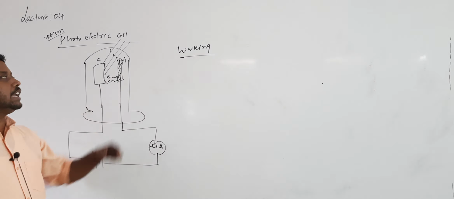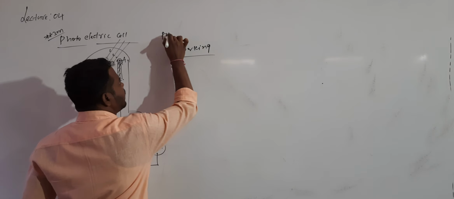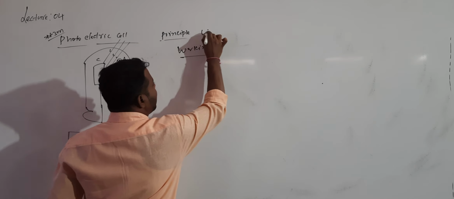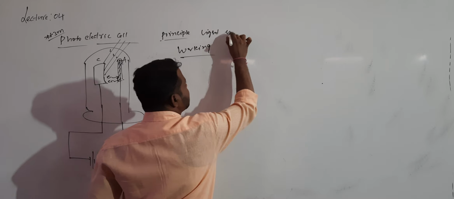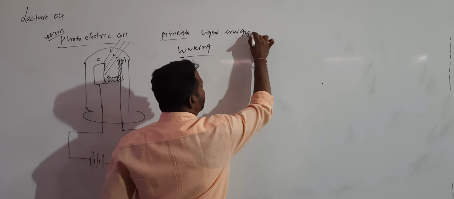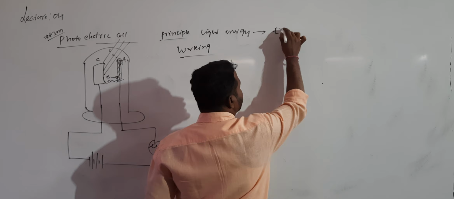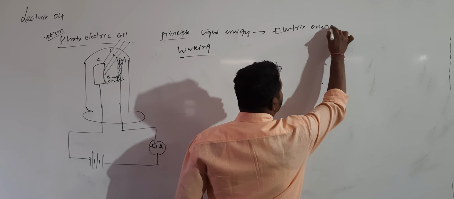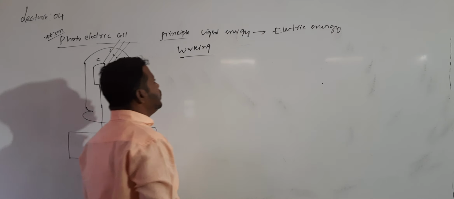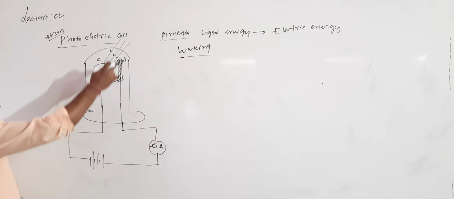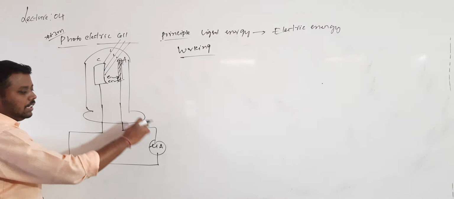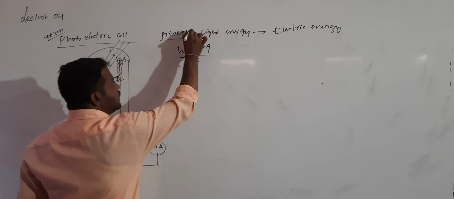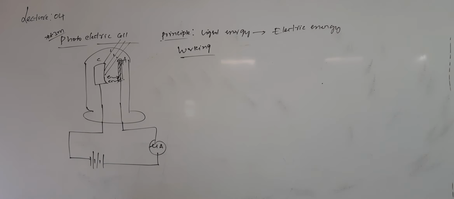So what is the working principle of this photoelectric cell? A photoelectric cell converts which energy to which energy? Light energy into electric energy. When radiation of suitable frequency, which is nothing but light, is incident on the cathode, current flows. So light energy is converted into electric energy. That is the working principle of the photoelectric cell.